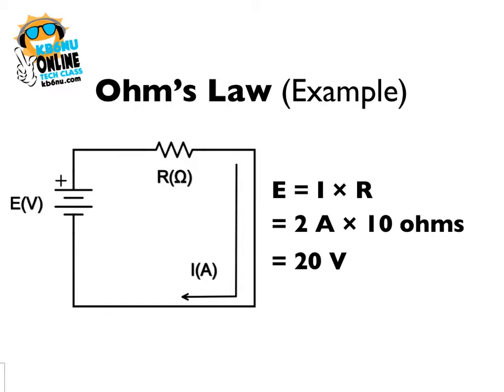Question: what is the voltage across a 10 ohm resistor if a current of 2 amperes flows through it? Answer: 20 volts. Again, E equals I times R equals 2 amps times 10 ohms, and that equals 20 volts.